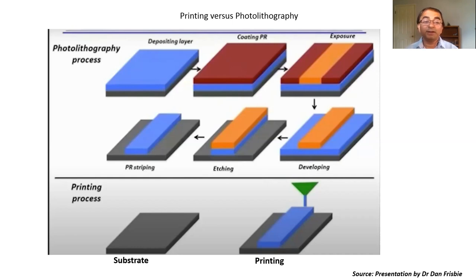Now, what is the printing process? If you require a desired geometry on a substrate, you take a substrate and print that desired geometry on the substrate. So simple. What do you require? You require a substrate, you require a printing technique, a printing machine, and you require the printing ink. Three things you require, and you can print a desired pattern on the substrate. So the printing technique is much less costly and much easier to maintain than the photolithographic process, and you can save a lot of money out of that.